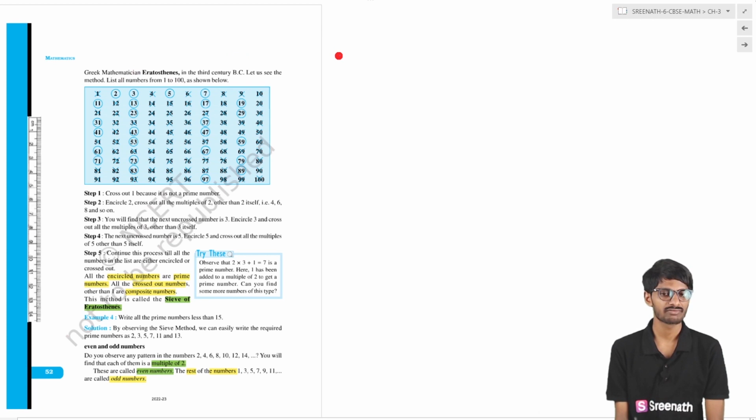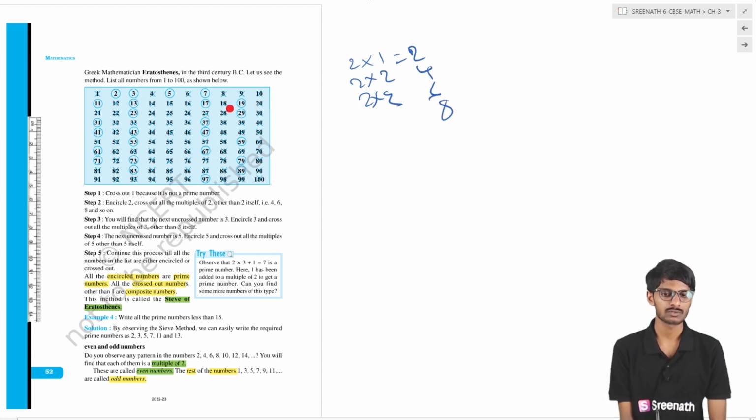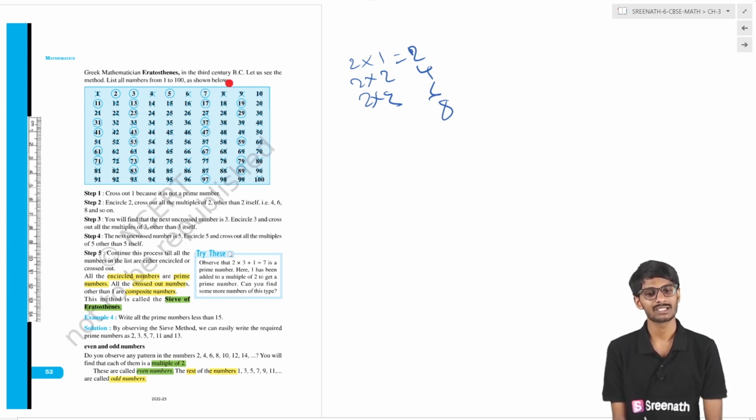all the multiples of it. So what are the multiples of it? That is 2 into 1, 2 into 2, 2 into 3: 2, 4, 6, 8, all the multiples. You have to cross all the multiples of it. Again you have to take 3 and circle it, and again cross out all the multiples of it. Again 4 is complete. Again you have to take 5 and cross out all the multiples. Again come to the next number 7, circle it, and cross out all the multiples of it. Like that you have to do for all numbers.